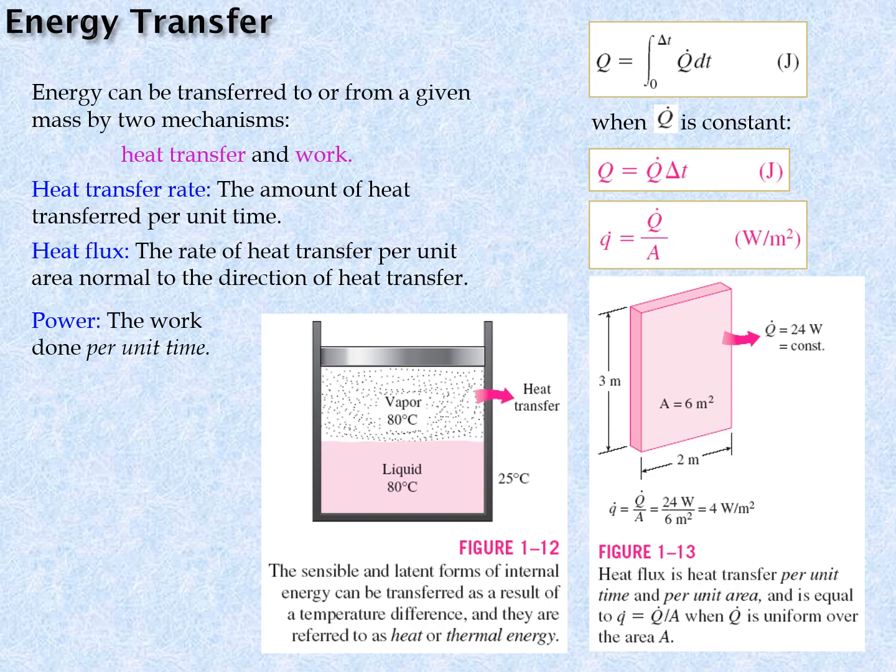So energy transfer. We need to know first how energy is being transferred. Energy can be transferred to or from a given mass by two mechanisms, whether by heat transfer or work. Okay, so there are other terms that you need to know also: heat transfer rate, which is the amount of heat transfer per unit time; heat flux, the rate of heat transfer per unit area normal to the direction of heat transfer. Okay, so heat transfer rate is per unit time. Heat flux is based on surface area. Okay, power is the work done per unit time.